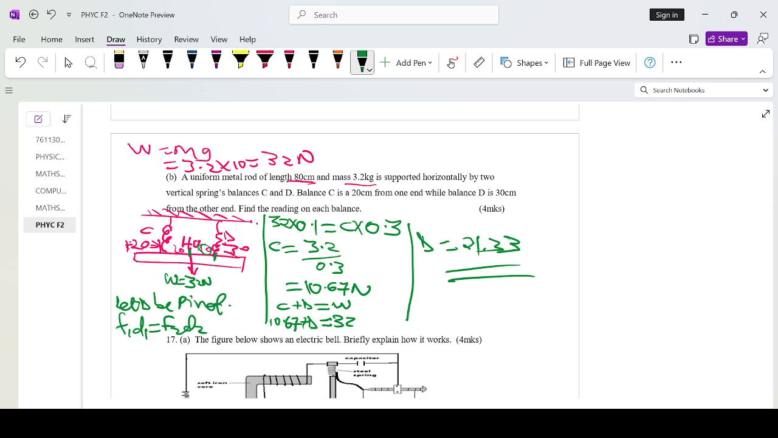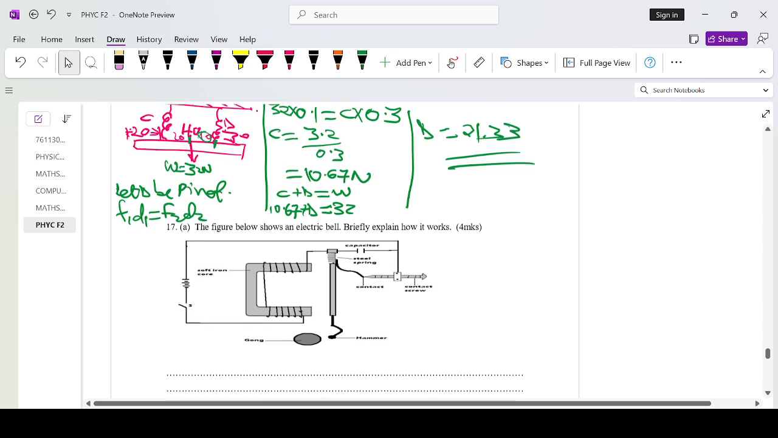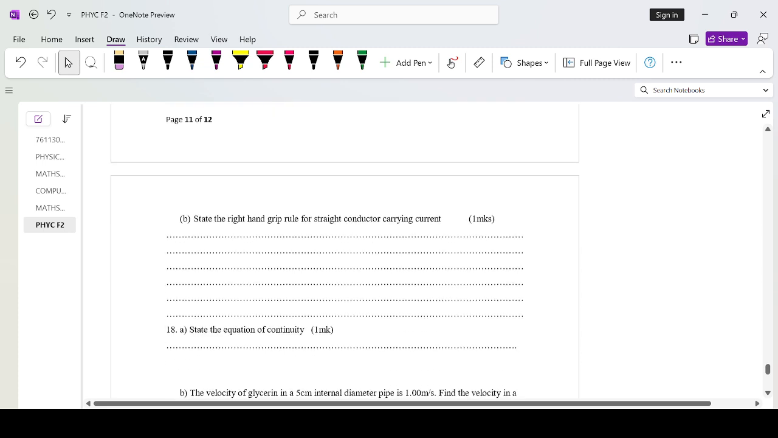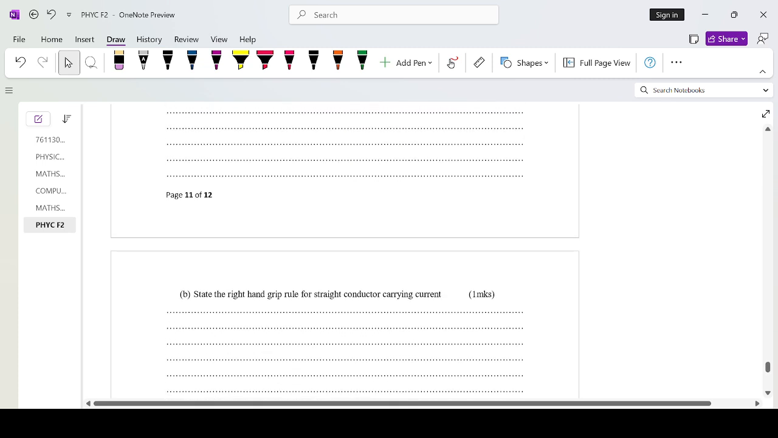Question number next. The figure below shows an electric bell. Briefly describe how it works. When the circuit is closed, the soft iron core gets magnetized and attracts the soft iron armature. The hammer attached to that hits the gong. The contact breaks, the core loses the magnetism, and the armature returns to the original position. Therefore, the process repeats.